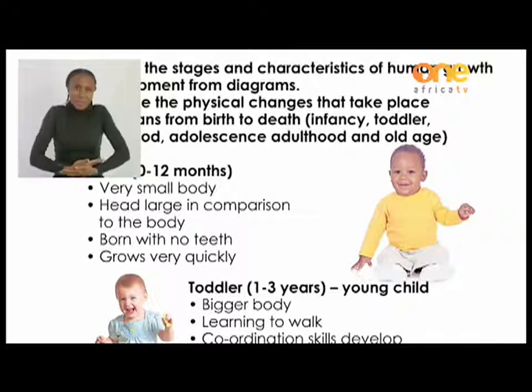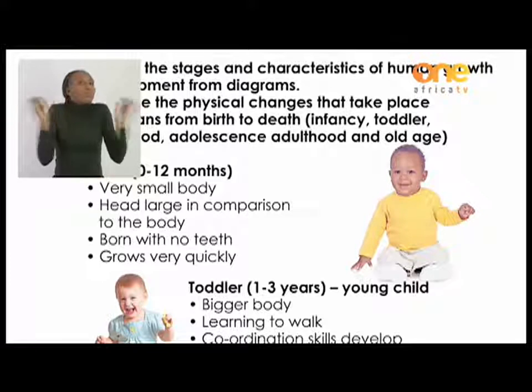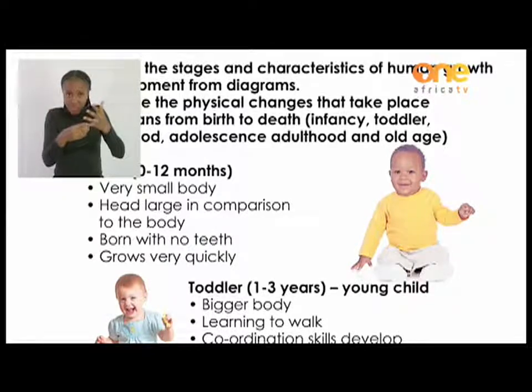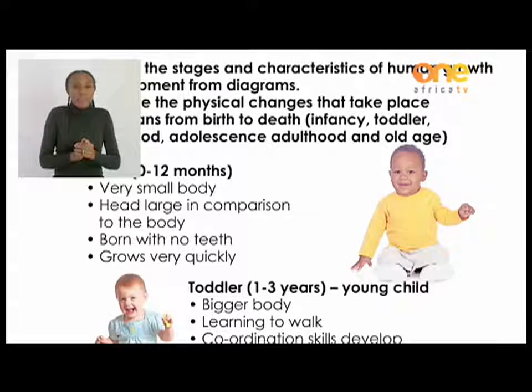How were we looking when we were babies? We were actually very small in body. Our heads were a little bit bigger compared to our bodies. We were all born without teeth, and that's the stage where we normally grow very quickly. So those are the characteristics of somebody who is an infant, a newborn. And if you look on your right-hand side there, you can see a picture of an infant.